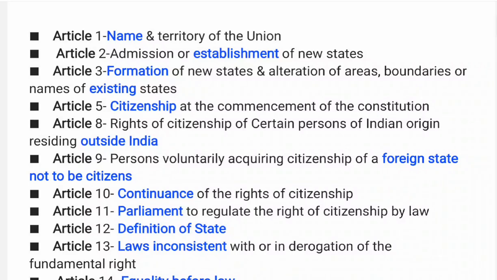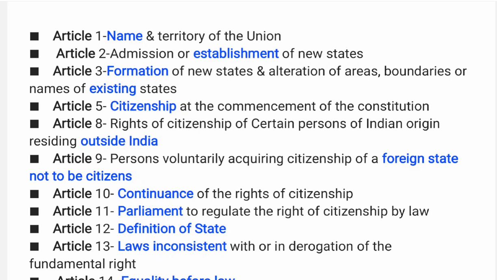For an article, a single word is present. You have to remember that word and that article. Like Article 1, name. Article 2, establishment of new states. Article 3, formation of existing state. Article 5, citizenship. Article 8, those who reside outside of India.